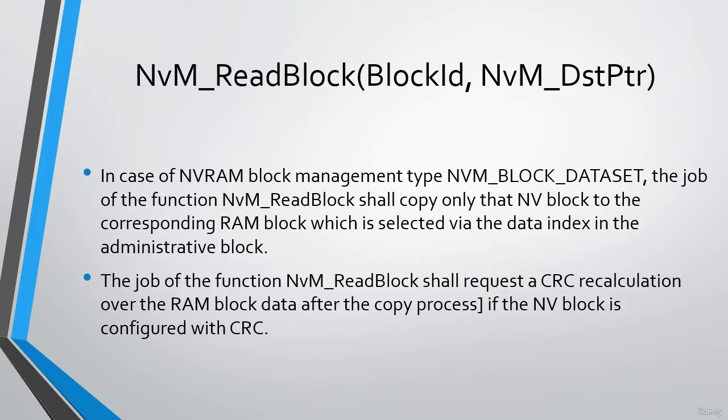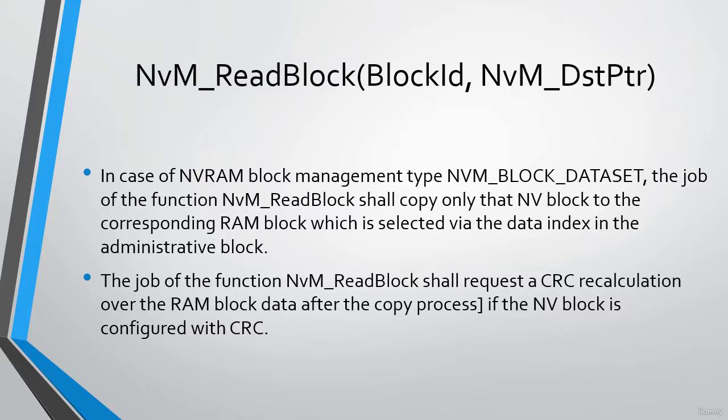Now again, the job of the function NVM read block, it will request a CRC recalculation over the RAM block data after the copy process. Suppose the NV block is configured for the CRC. So we'll perform a CRC recalculation once this data is copied, just in case the CRC mechanism is configured for this particular block.